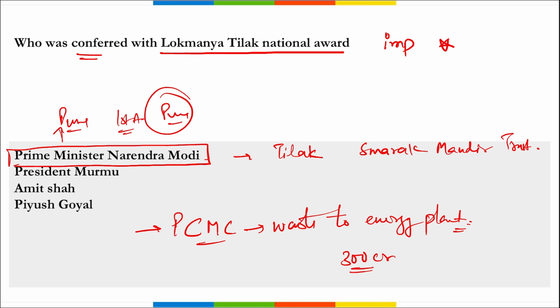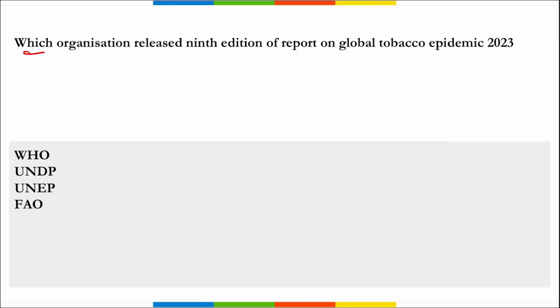So who was honored with Lokmanya Tilak National Award? Prime Minister Narendra Modi. Prime Minister Narendra Modi flagged off Pune metro trains and also laid down various development projects. Then apart from this, he also dedicated Pimpri Chinchwad Municipal Corporation's waste to energy plant, that will be developed with a cost of 300 crore rupees, and it will consume approximately 2.5 lakh metric tons of trash yearly to generate power.